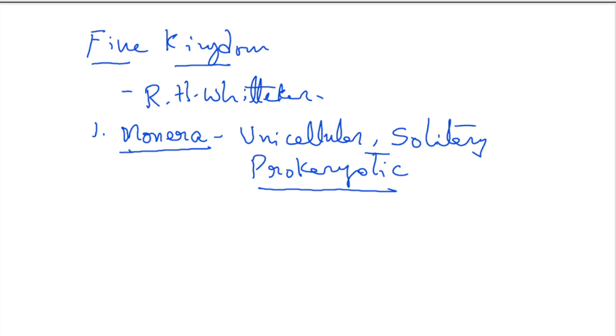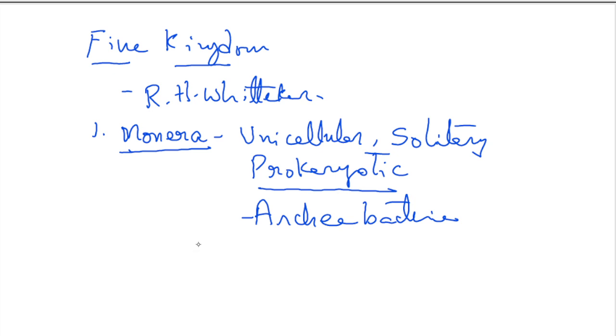This Monera contains this important character. And in fact, the example for this Monera is Archaebacteria. This Archaebacteria is generally a type of bacteria, and this bacteria belongs to the kingdom Monera. That's about the Monera kingdom.